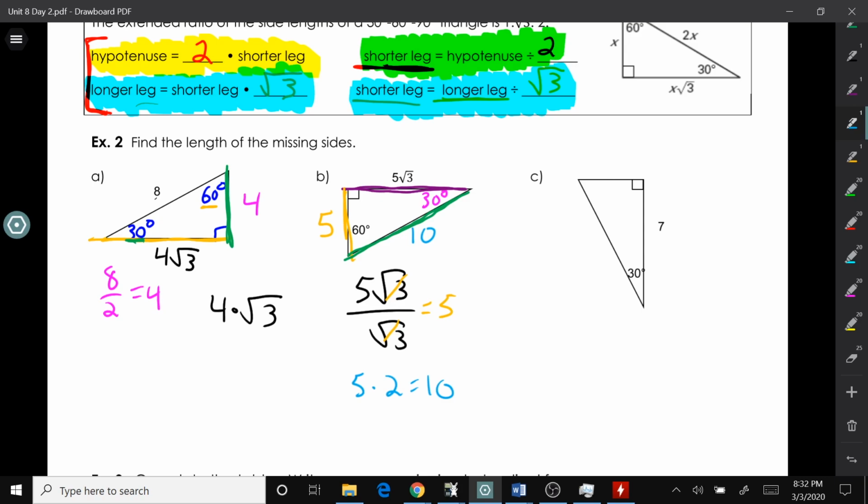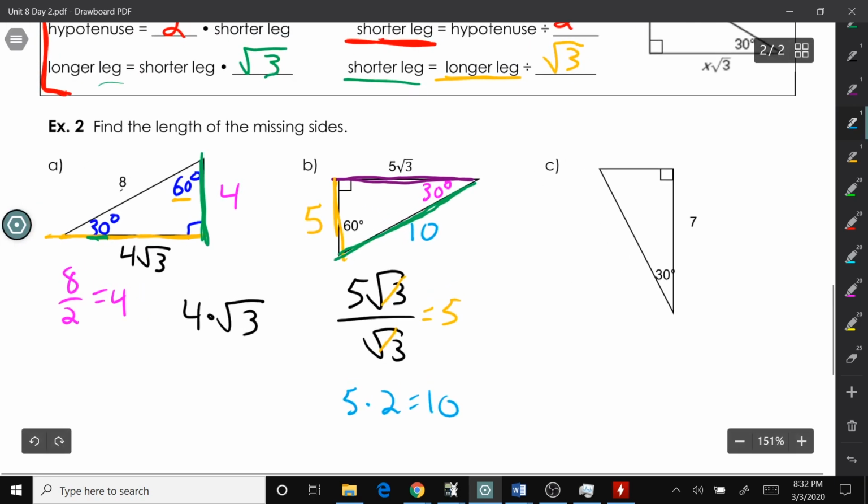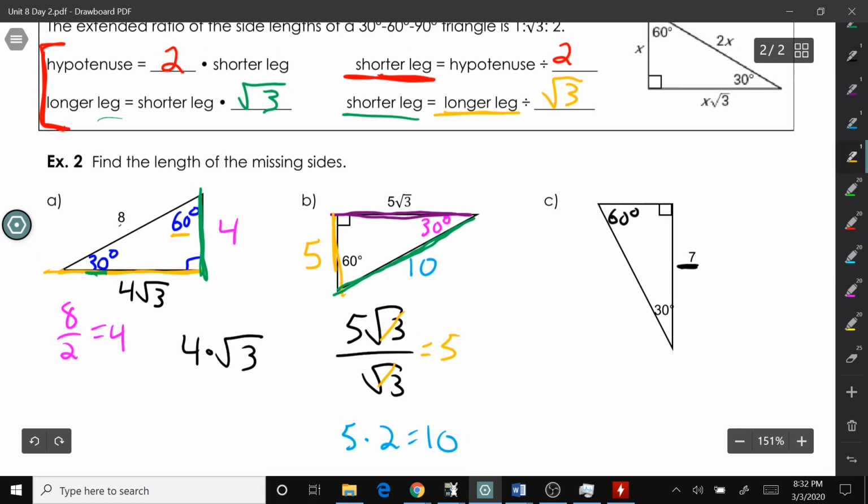Alright, now letter C, this is where it's going to get a little bit confusing, because we have a whole number right here, 7. Okay. So the long leg is 7. The short leg is what we're trying to figure out. And again, the short leg is the long leg divided by the square root of 3. Well, the long leg is 7. So to find the short leg, we need to do 7 divided by the square root of 3.